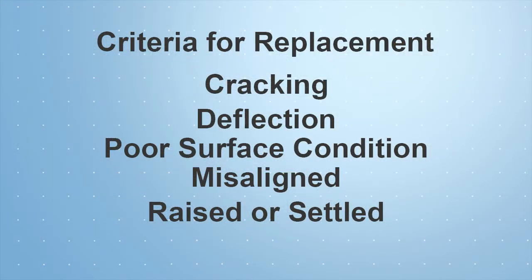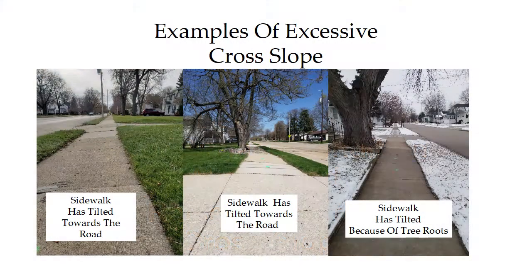The sixth criteria is excessive cross slope. Cross slope is the difference in elevation between the front and the back of sidewalk. ADA allows for a maximum cross slope of 2% or 1/4 inch per foot. A 1/4 inch per foot equates to 1¼ inches of fall over the width of the sidewalk.